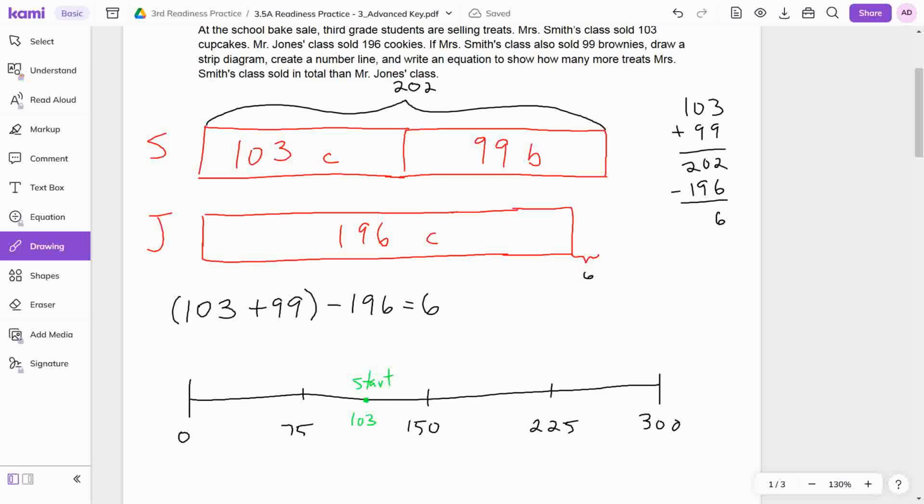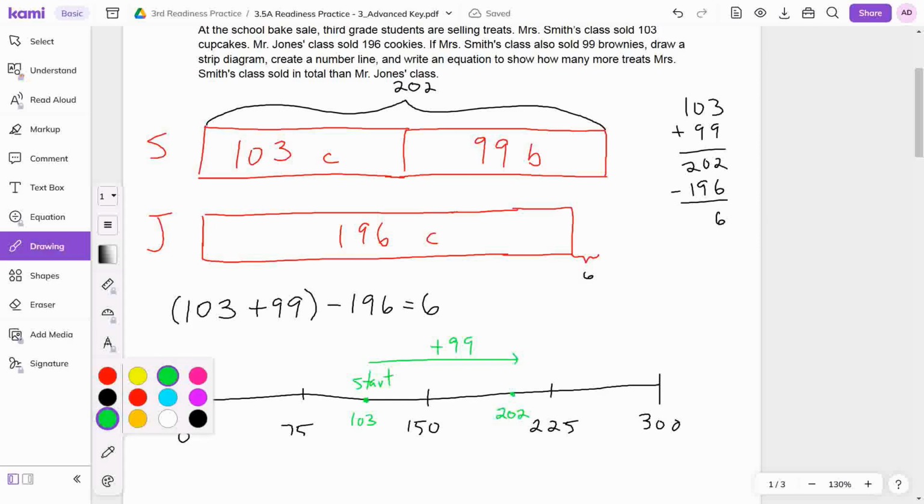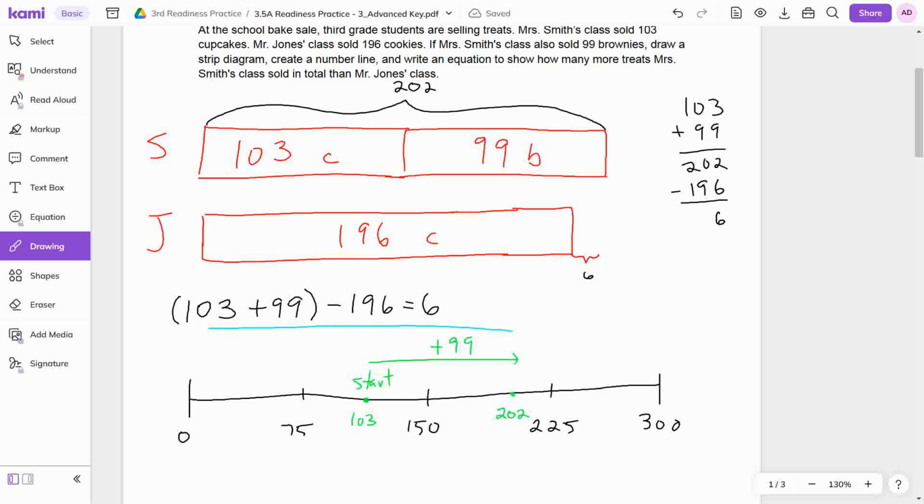Now, I need to add the brownies, so I get the total for Mrs. Smith. So that's going to end up being right around here, maybe. It's going to get up to 202, because I added 99. And if I'm going to compare, then I want to move backwards to find the difference, and that's going to be 196. And look how far back I go, almost all the way to the beginning, because I'm taking away 196 to compare the two, minus 196.